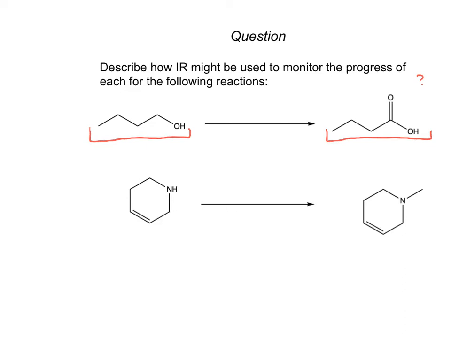So we can go through and tell what type of peaks we would expect for both the reactant as well as the product. For reaction A, when we look at our reactant molecule over here on the left, we've got a bunch of single bonds: a bunch of carbon single bonds and a bunch of carbon-hydrogen single bonds.